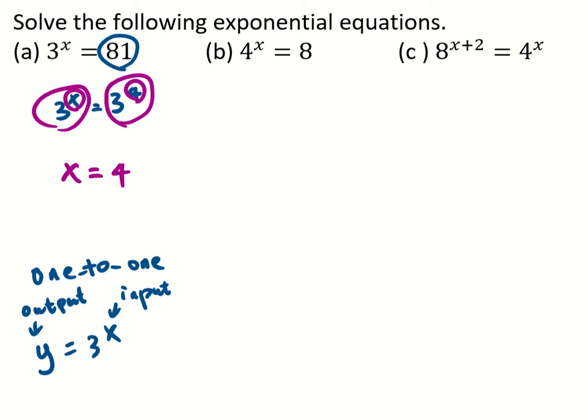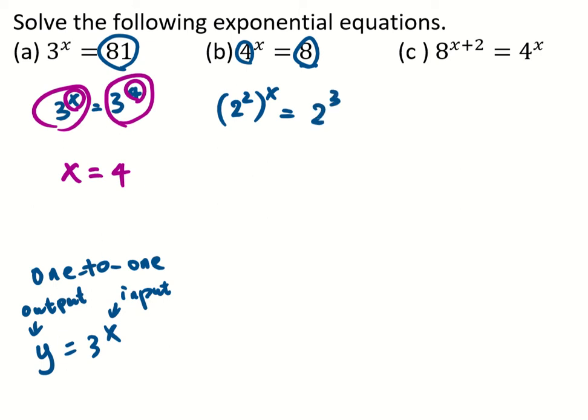Okay, for B, first of all, 8 is not a power of 4. Well, it is, but it's a little bit hard to turn 8 into a power of 4. So it seems to me that both 4 and 8 are a power of 2. So I'm going to turn 4 into a power of 2. 4 is 2 squared, right? So it's 2 squared to the x equals 8, which is 2 to the 3rd.